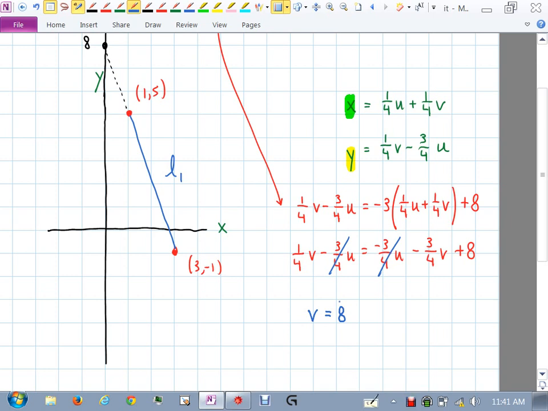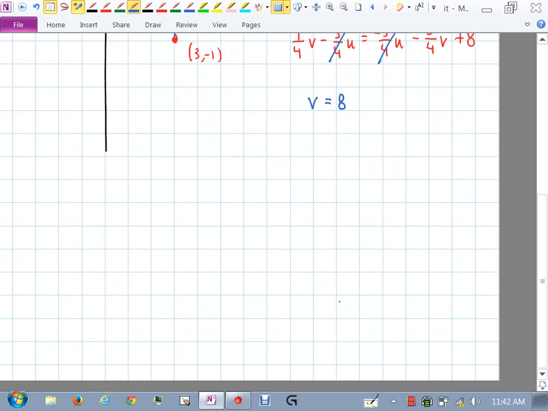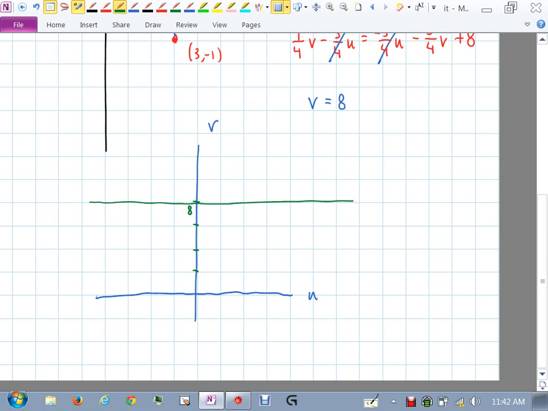So what would that look like over in my UV plane? Here's U, here's V. V is 8 is a constant function, isn't it? V equals 8 is constant. So I would go up, let's say 2, 4, 6, here's 8. I would just draw a line across, wouldn't I? Like that? That's what it would look like.